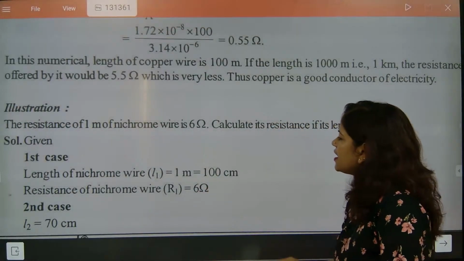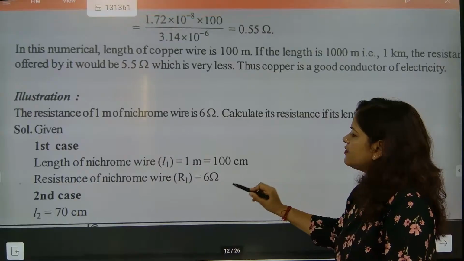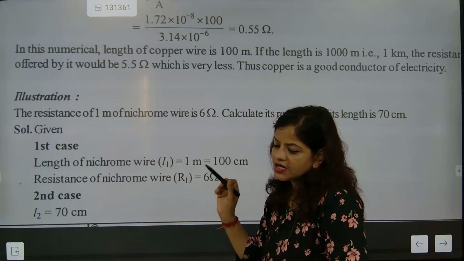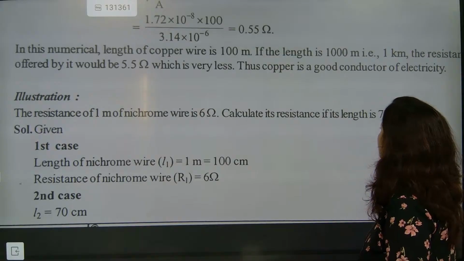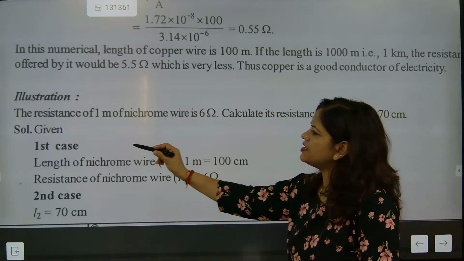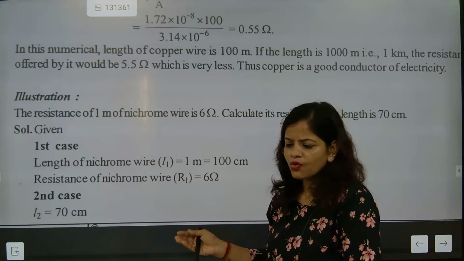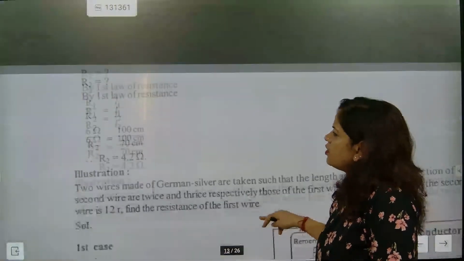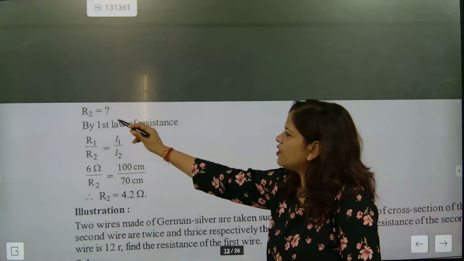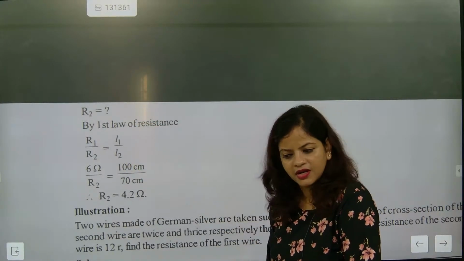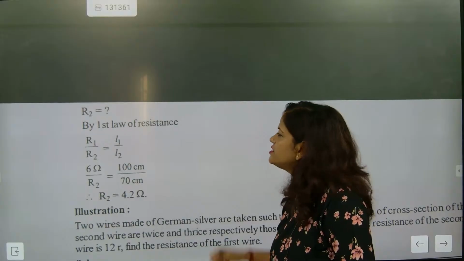Here this is 100 given, this is 72, so this part is coming as how much? 70. Still you did not understand. They ask us to calculate the resistance if the length given is this much. So rho and A will give you some values there. Check here, rho and A. So R2 by R1, by the first law of resistance, this ratio you have to find. Understood? What you have to find here is the ratio.